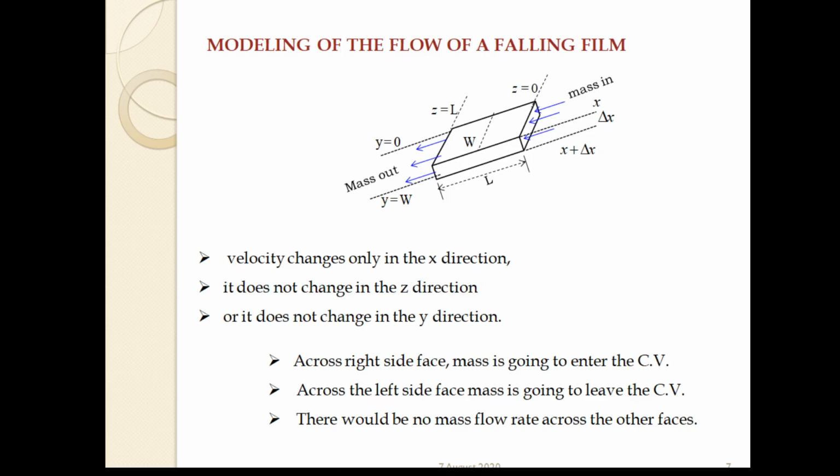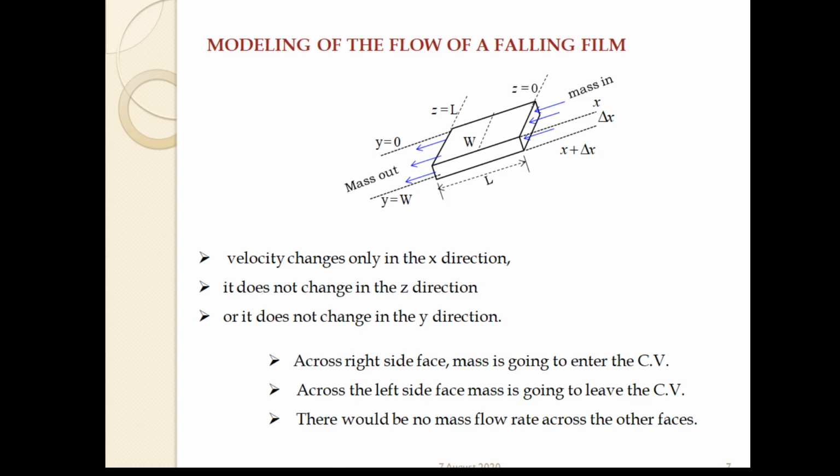So the velocity changes only in the x direction. As we know, the velocity here changes only in the x direction, it does not change in the z direction. Now we are imagining a shell of thickness del x in the flow of fluid, which is aligned in the flow field, and the length of the shell is capital L and width is W. So these two, L and W, are constants.